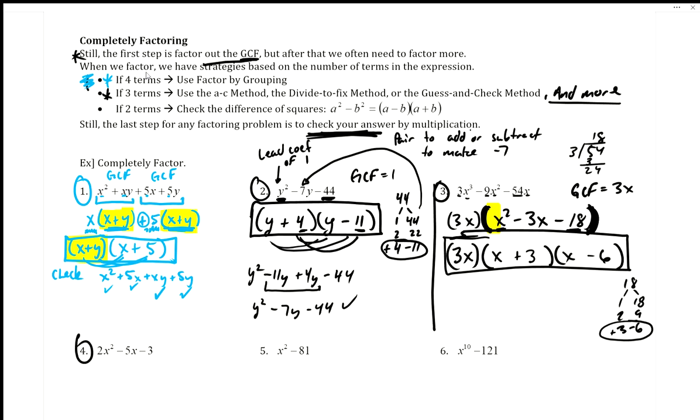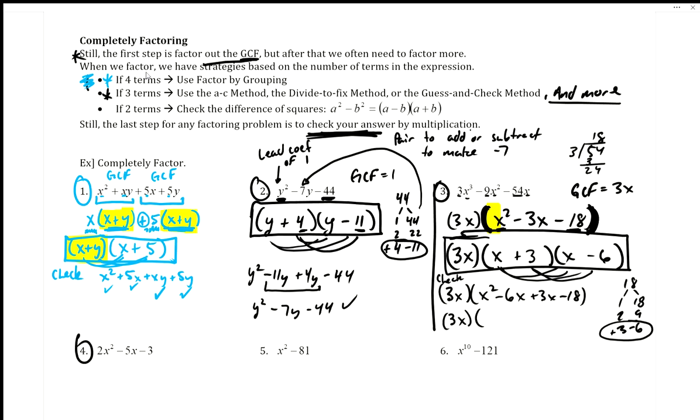Okay, now when checking this, you'd want to check the binomials first. So the 3x would be last. So this is our check. And we would take the x and make it x squared. And then the x and -6, there's -6x. +3 and x is +3x. And +3 and -6 is -18. Okay, and then we would have the 3x still to the side.